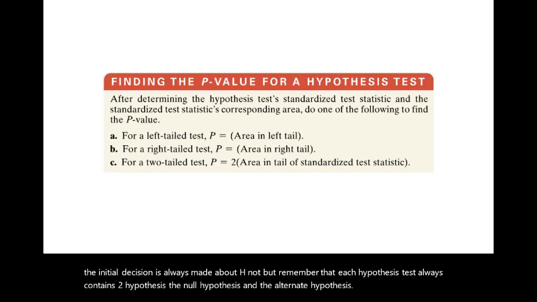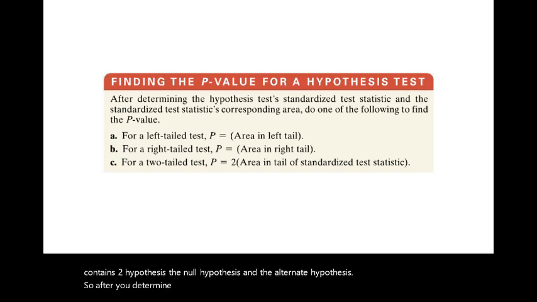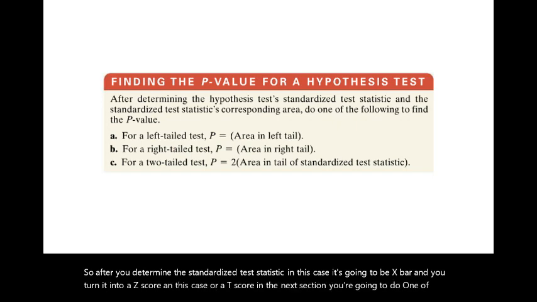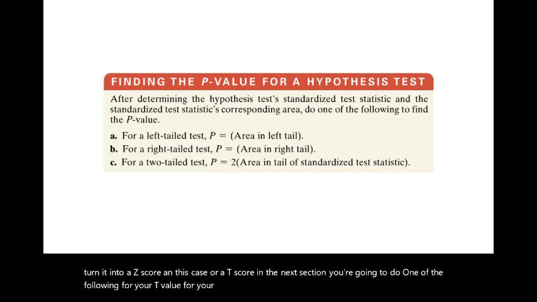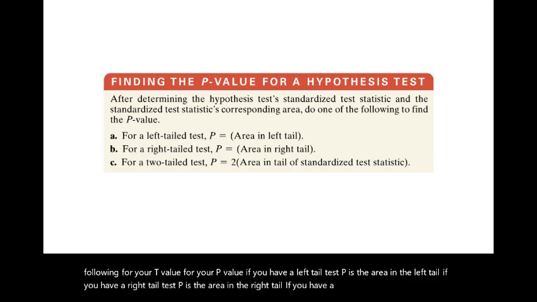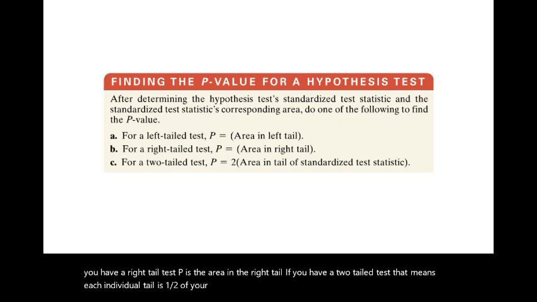So after you determine the standardized test statistic, in this case it's going to be X bar, and you turn it into a Z-score in this case, or a T-score in the next section, you're going to do one of the following for your p-value. If you have a left tail test, P is the area in the left tail. If you have a right tail test, P is the area in the right tail. If you have a two-tail test, that means each individual tail is 1/2 of your p-value. So P is equal to 2 times the area in one of the tails.